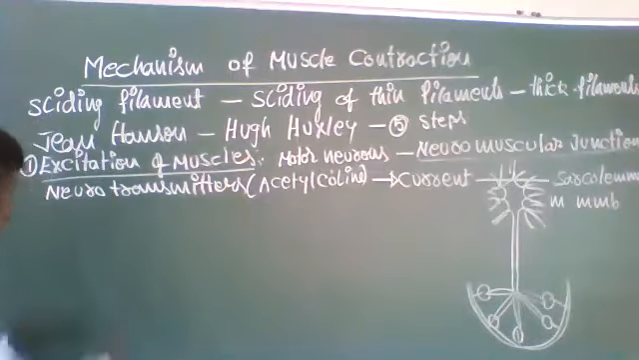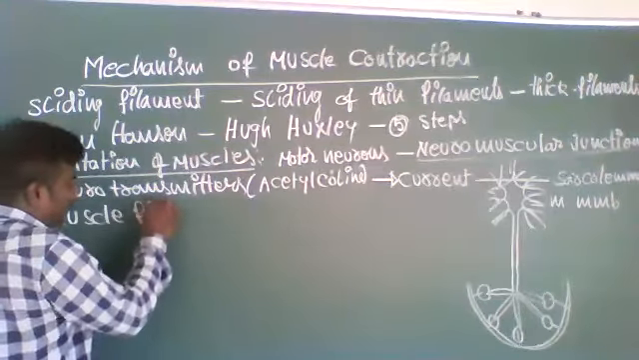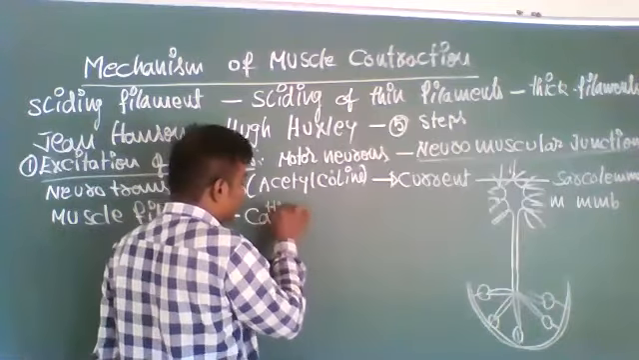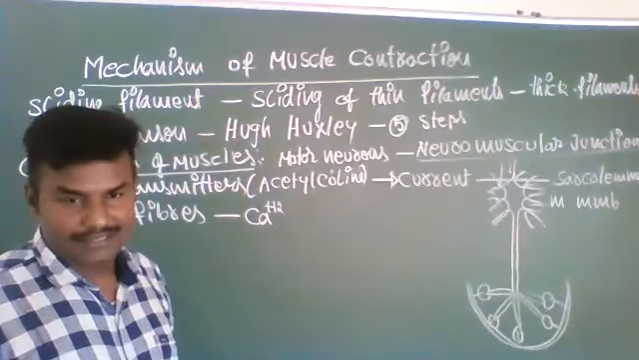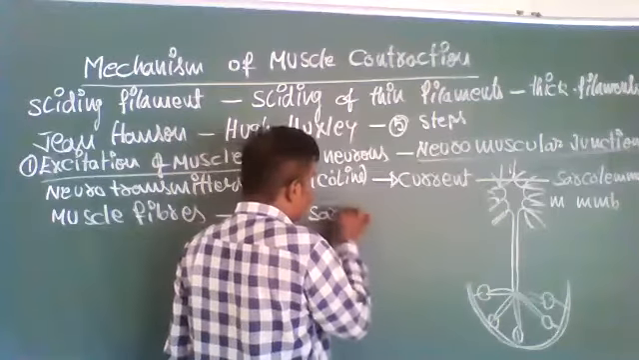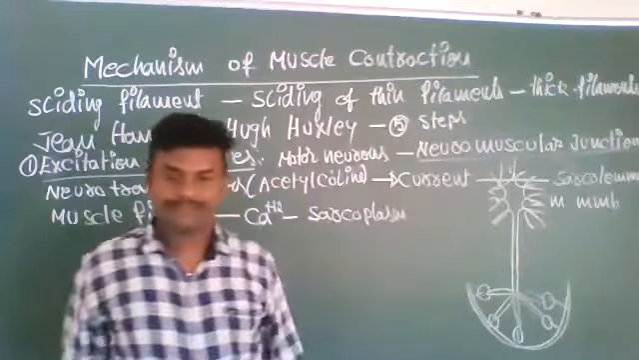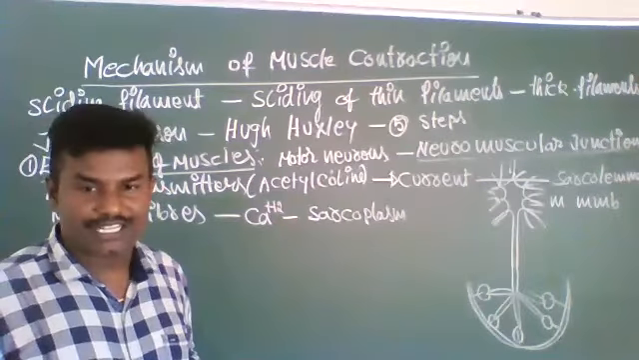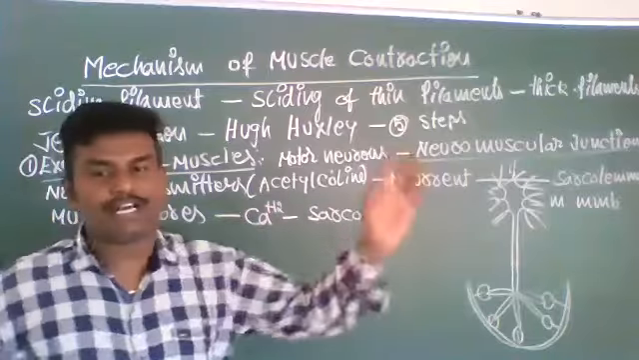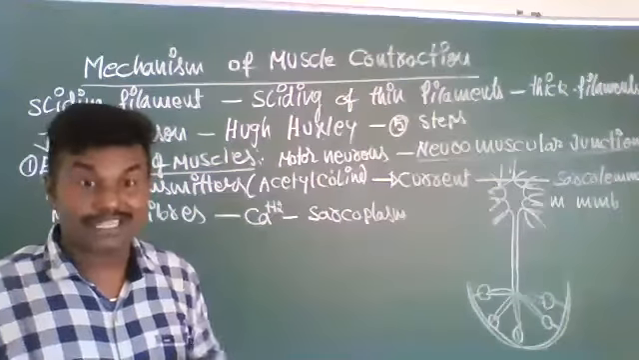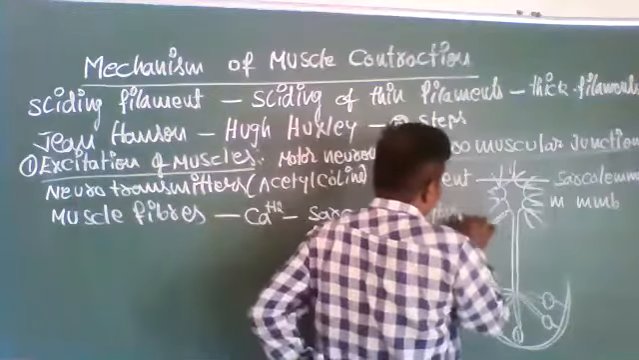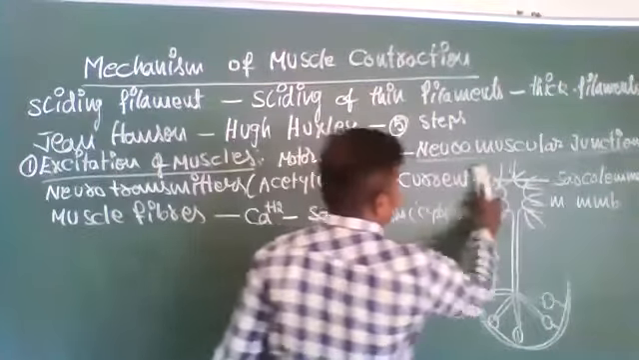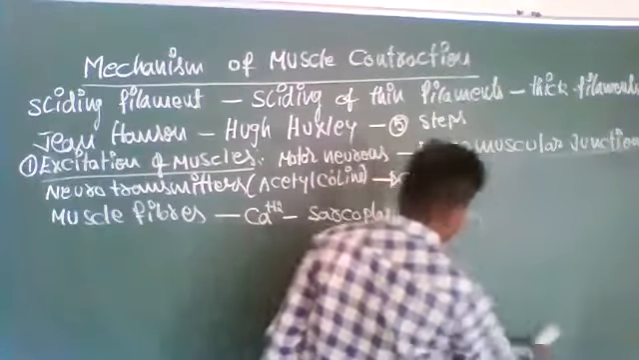This action potential spreads through the muscle fibers and causes release of calcium ions in the sarcoplasm. Sarcoplasm is nothing but the cytoplasm inside the muscle. This is the first step.